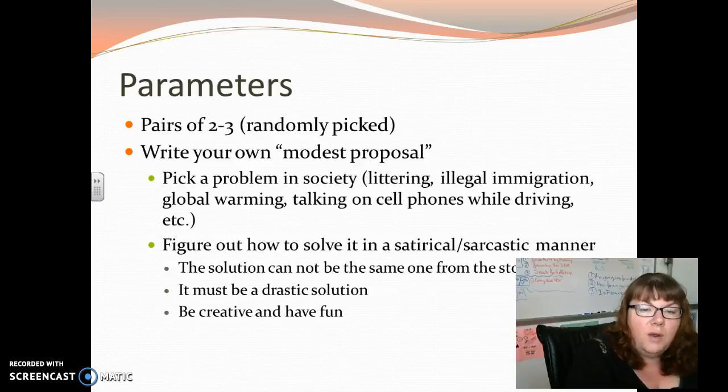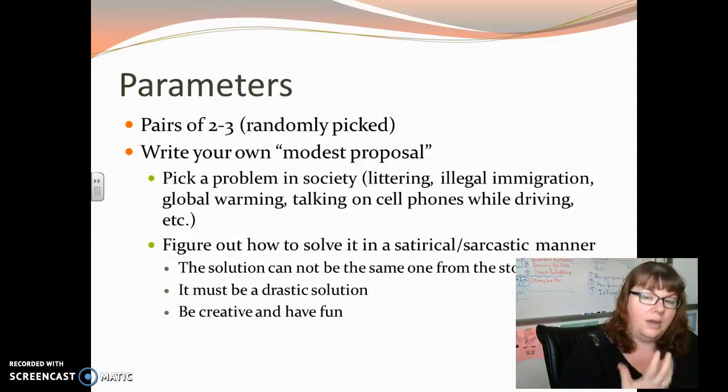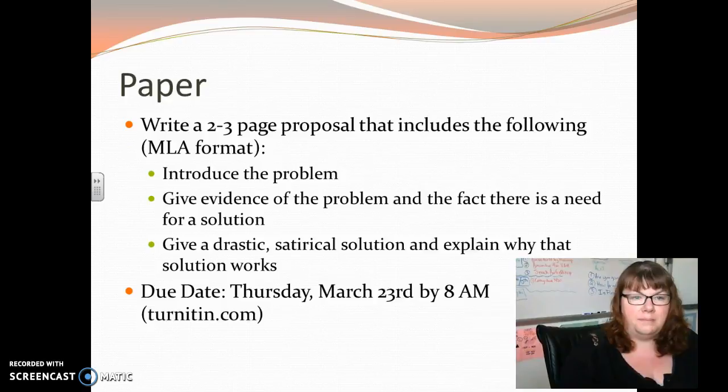You then also need to figure out how to solve it in a satirical and sarcastic manner, much like Jonathan Swift did. Obviously, you cannot use the same solution that he did. You need to come up with your own drastic and sarcastic solution. It needs to be drastic, but it also needs to be fun and creative. Because this is kind of different, it's kind of wacky, yours needs to be kind of different and kind of wacky at the same time.